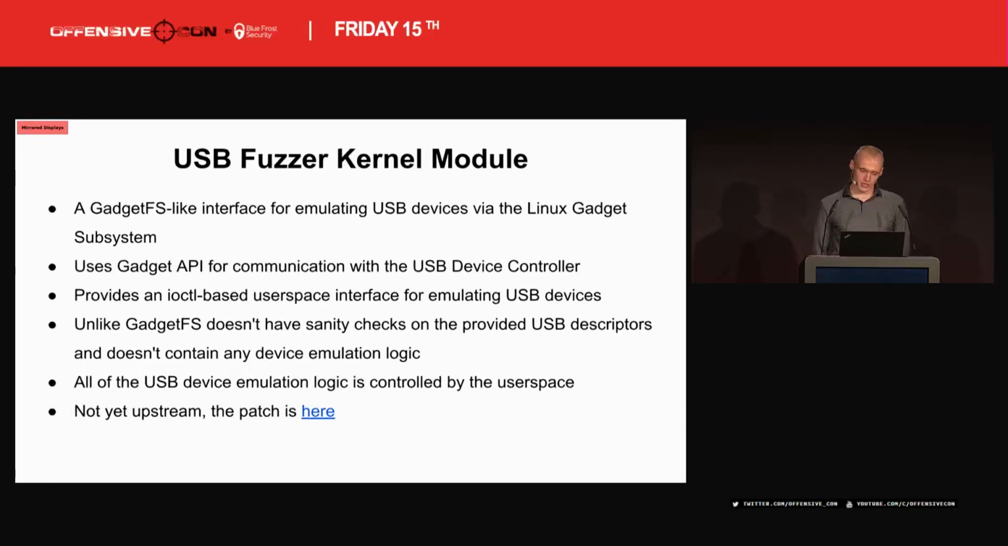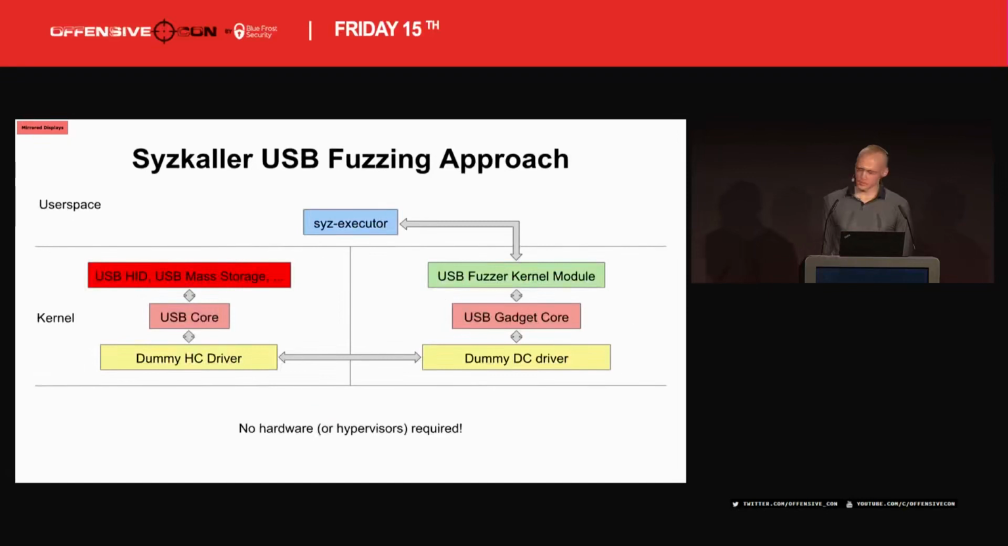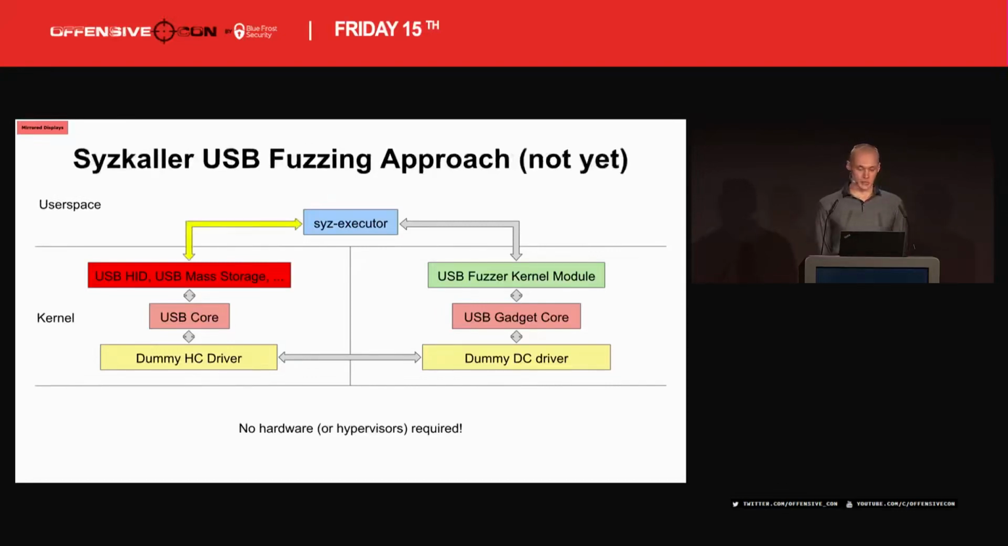And the idea is that, let's take a look at the picture. It actually has this module in. So this is the whole idea of the fuzzing approach. In user space, we have the sysexecproc application that we saw before. We have my USB fuzzer kernel module that provides an interface, kind of like GadgetFS, to the user space. And on the other side, it's plugged into USB Gadget Core. All right. And then we use the dummy drivers and connect to the USB core subsystem. So yeah, that's the whole idea.